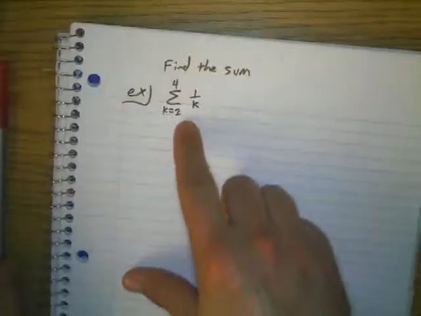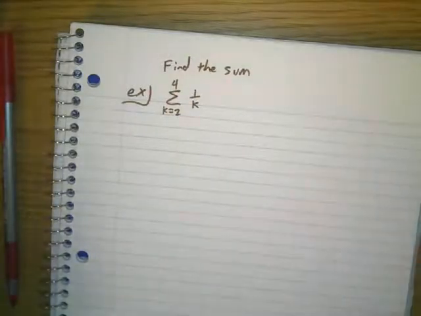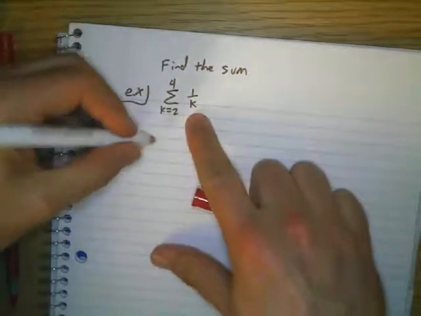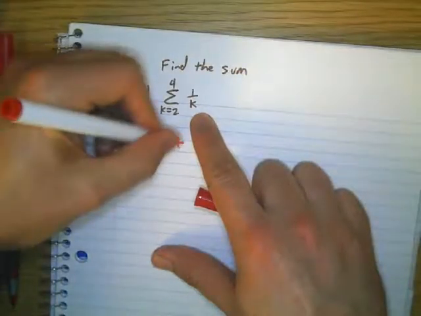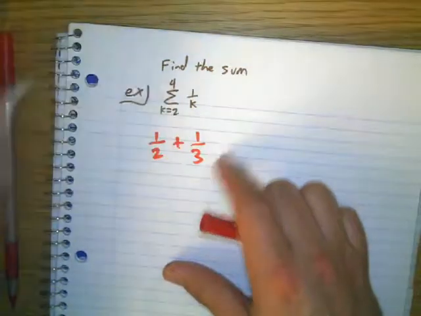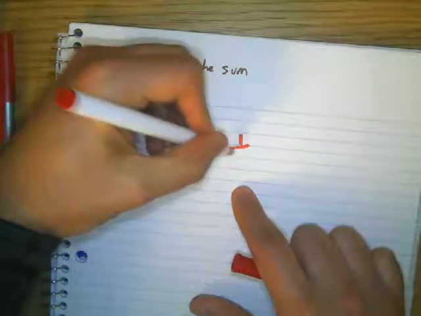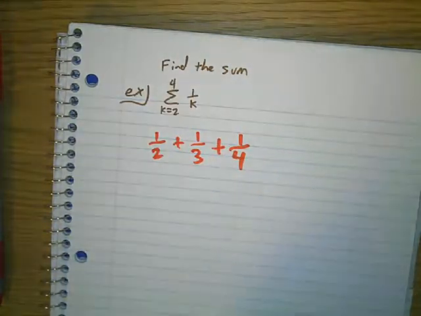Ooh, fractions. Okay, so we're starting at 2 and we're ending at 4. Okay, so what does that mean? Okay, so we start off plugging in 2. So we're going to have 1 over 2 plus, and now k increases by 1, so now I'm going to have 1 over 3 plus k increases by 1. We're going to have 1 over 4. Okay, we stop because this is a 4. Okay, well now let's add all these together.